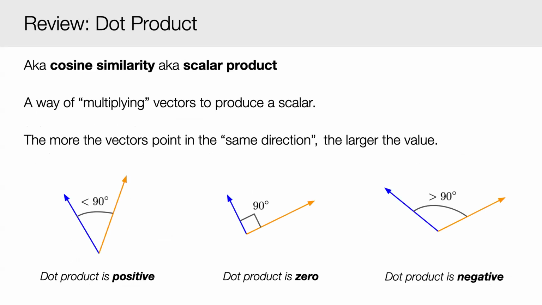Right. So first thing, this is just a review from last time. The dot product is just a way of multiplying two vectors to produce a scalar, which just means a single value. Basically, the more the vectors point in the same direction, the larger the value will be. For example, if the angle between the two vectors is less than 90 degrees, then the dot product will be positive. If the angle between them is exactly 90 degrees, a right angle, then the dot product will be 0. And finally, if it's greater than 90, the dot product will be negative.